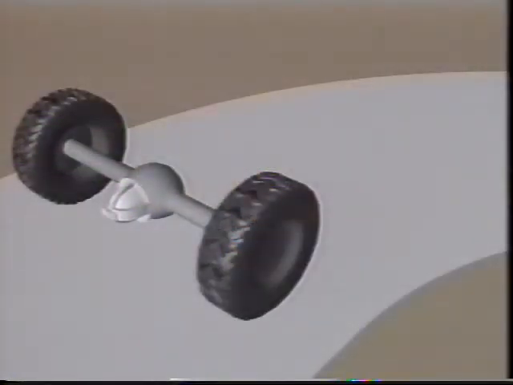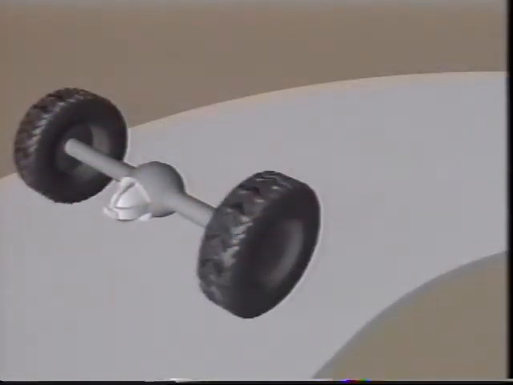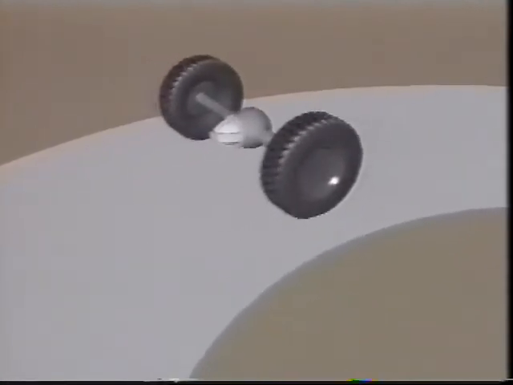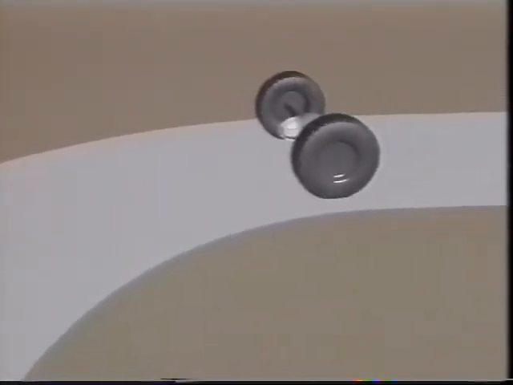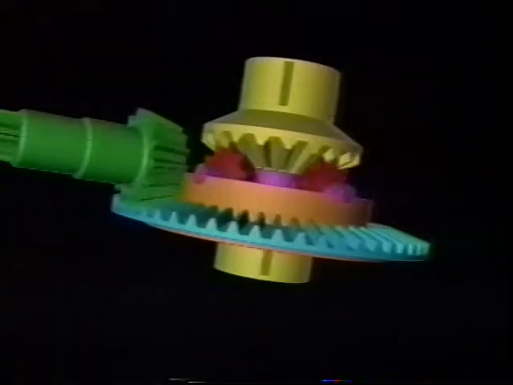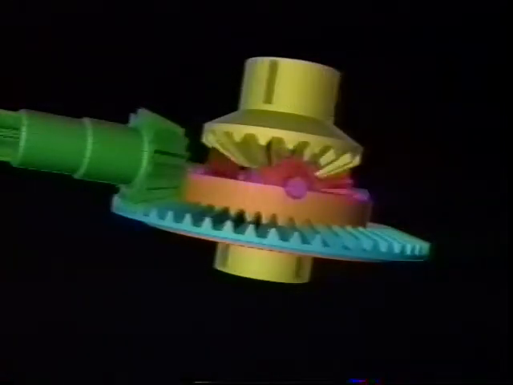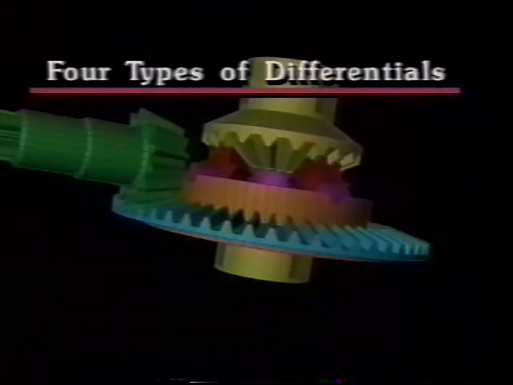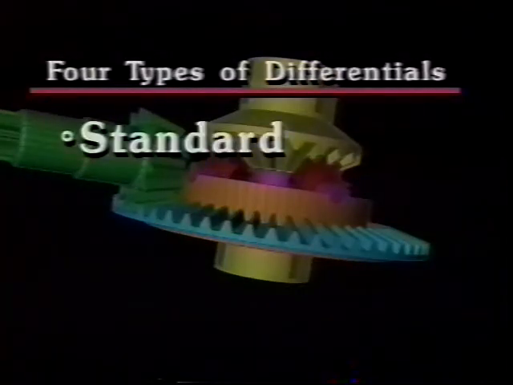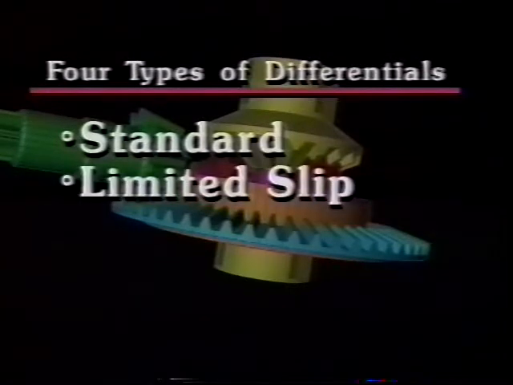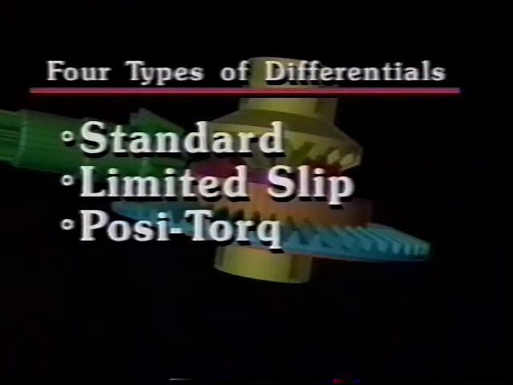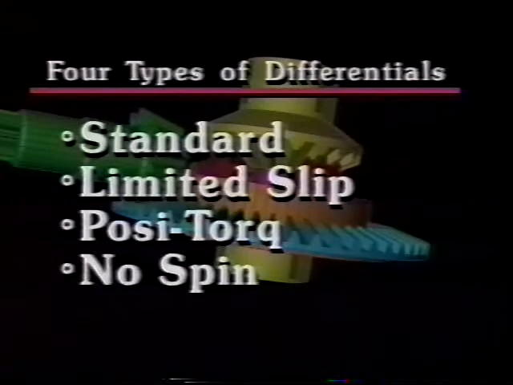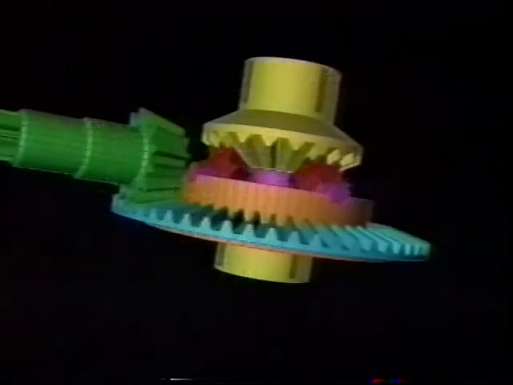When a vehicle travels around a curve, the inside wheel slows down, while the outside wheel speeds up to travel the longer distance around the curve. Using a series of gears, the differential allows the wheels on the same axle to turn at different speeds. We will discuss four types of differentials: the standard differential, the limited slip differential, the posi-torque limited slip differential, and the no-spin differential. Here's how a standard differential works.